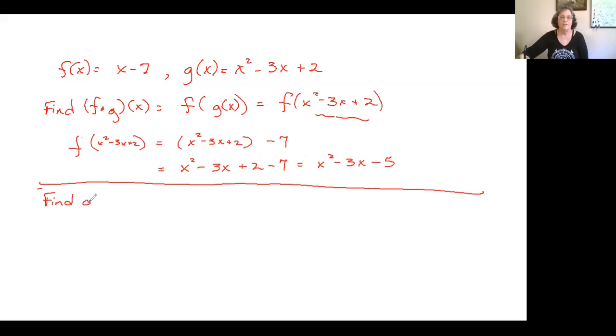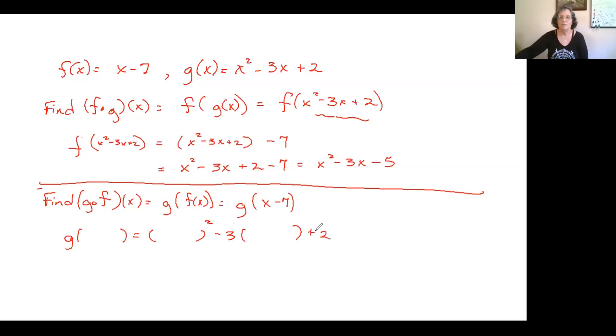Now, on the other hand, if they say find g of f of x, which would be g of x minus 7. Well, since g of anything is our anything squared minus 3 times anything plus 2, then g of x minus 7 is going to be x minus 7 squared minus 3 times x minus 7 plus 2. This has to be FOILed out. This means x minus 7 times x minus 7. This has to be distributed. Minus 3x plus 21 plus 2.